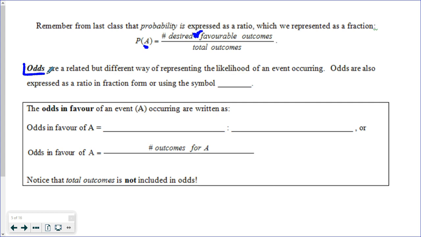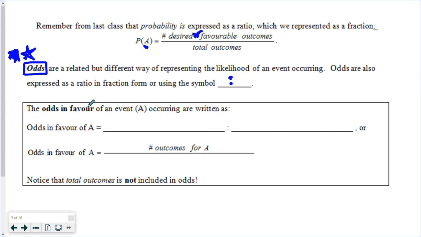Odds, however, are a related thing, but not the same as probability. When we're talking about probability and odds, they're related, but they're different, and you need to keep this clear. So odds are related, but a different way of representing the likelihood of an event occurring. Odds are also expressed as a ratio in fraction form, but usually I do it as a ratio, using a colon in between.